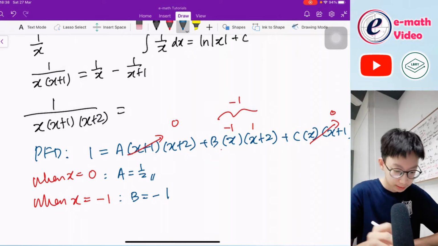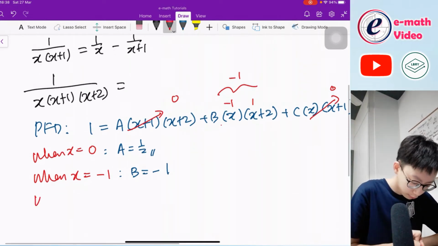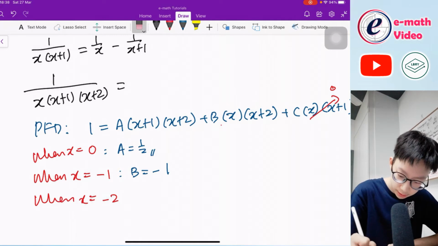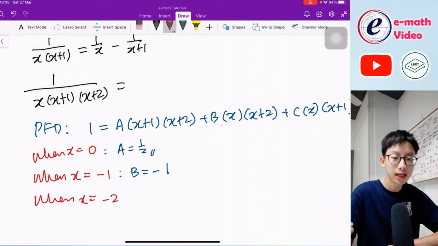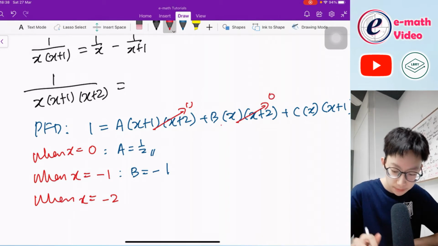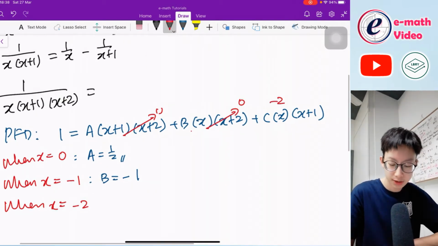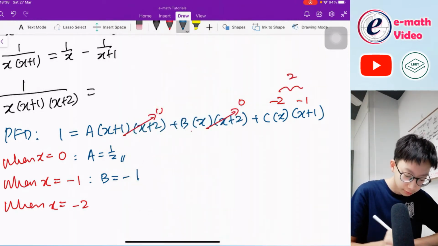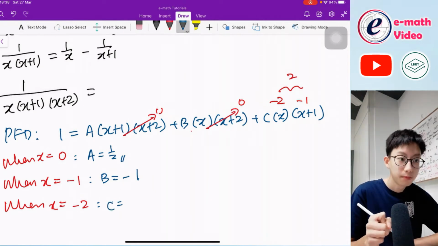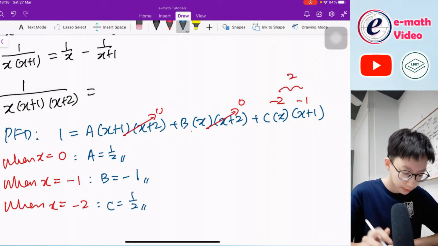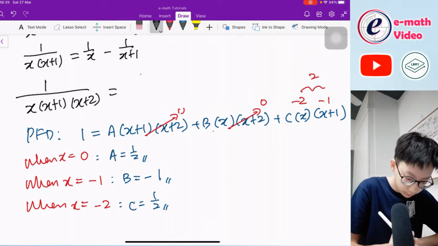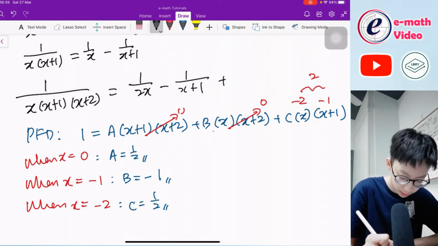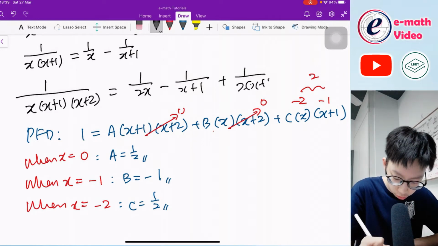Right? Then next, when your x is negative 2, let me erase this, that. The one with x plus 2 will be 0. This will be 0. Then negative 2 plus 1 is a negative 1. Together, they are positive 2. Therefore, c will be positive half. Then we just write it back. 1 over 2x minus 1 over x plus 1, then plus 1 over 2 times x plus 2.